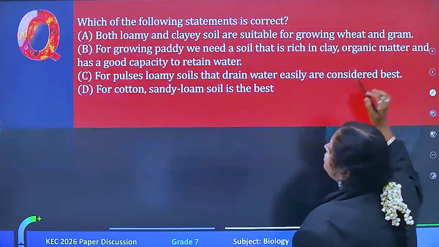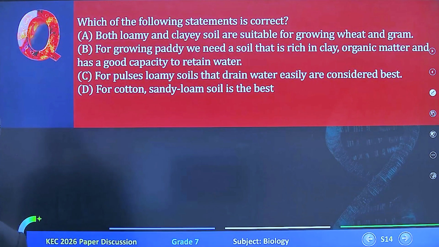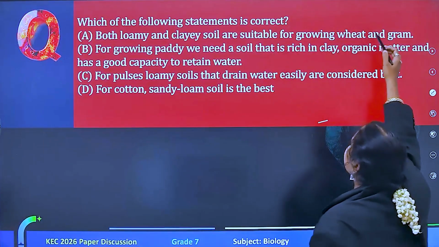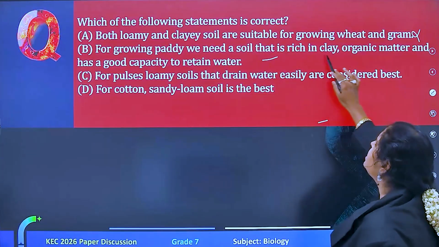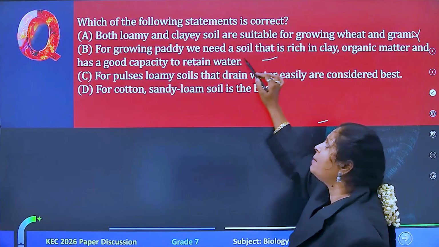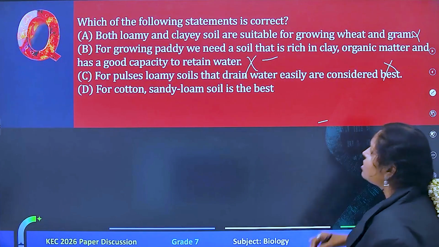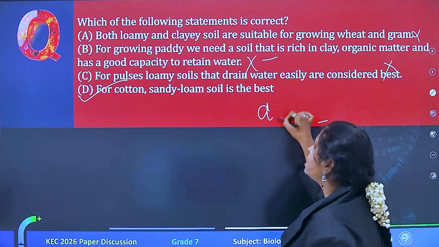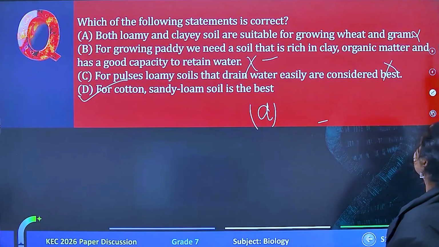Next question. Which of the following statements is correct? Both loamy and clay soils are suitable for growing wheat and gram. Wrong. For growing paddy, we need a soil that is rich in clay, organic matter and has good water-holding capacity. Wrong. For pulses, loamy soil that drains water easily is considered best. Wrong. For cotton, sandy loam is the best. D is the correct answer.